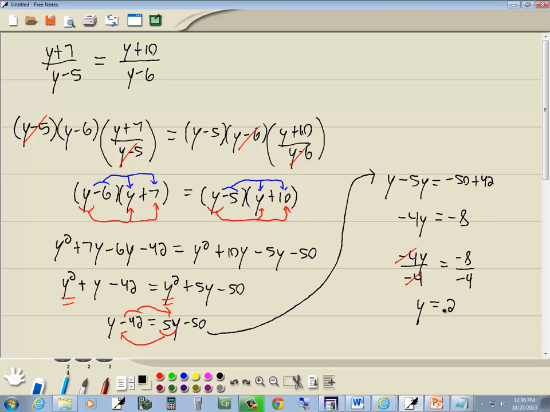Step 4 of solving rational equations says to semi-check your answer. We don't need to fully check it. You just have to make sure this doesn't cause any denominator to equal 0. If I put that back in up here, 2 minus 5, that's not 0. 2 minus 6, that's not 0. So that's our answer. The answers that would have caused us problems would have been if I'd come up with y equals 5. If I'd put that back up here, 5 minus 5 would have given us 0. Or if I'd come up with y equals 6, 6 minus 6 would have given us 0. So y is equal to 2 is fine.